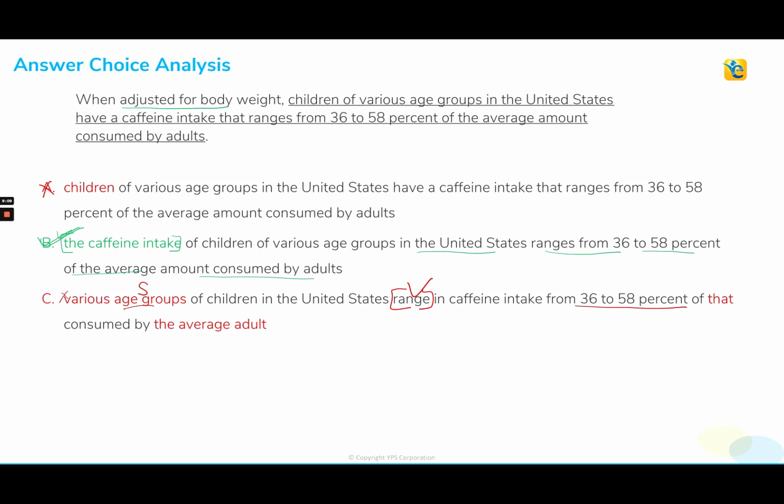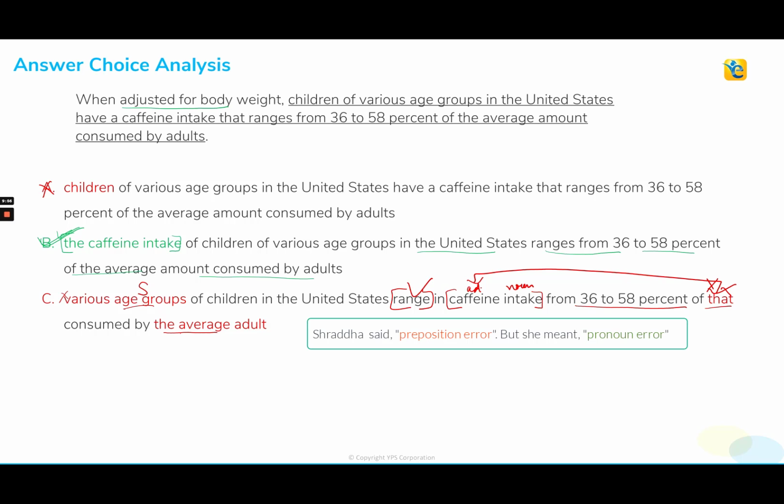36 to 58% of that consumed by the average adult. Now, I don't know what that stands for here. Are we talking about 36 to 58% of that which is caffeine intake consumed by the average adult? Why am I saying caffeine intake? Because in this phrase, caffeine intake, caffeine is actually an adjective and intake is the noun. We are talking about a specific intake, which is caffeine intake. So caffeine is actually an adjective, and that cannot refer to caffeine in this sentence. So we definitely have a pronoun error over here.